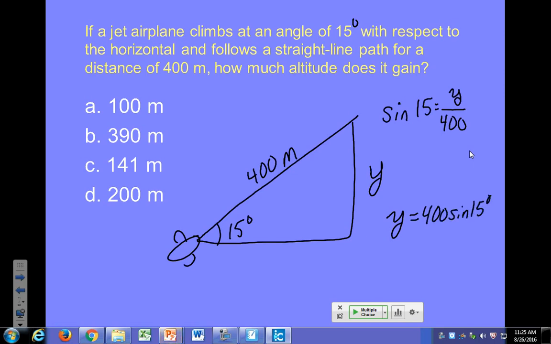Don't worry, you'll be there eventually, because we're going to use the trig functions a lot. You'll be there if you're not there yet. And 400 times sine of 15 is 100 meters.